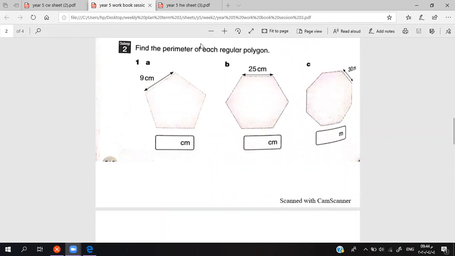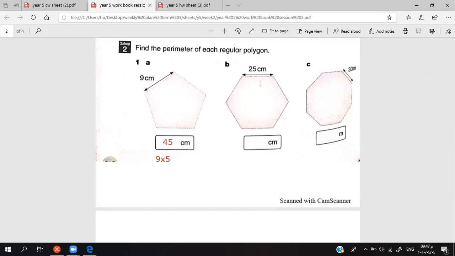Now, what if, so now the parameter of this shape, okay, it's different than the one above it, but still it's regular. This means that all sides are equal. So if this side is 9, all sides are gonna be 9. How many times the 9 is gonna get repeated? Okay, this is a pentagon, so definitely it's 9 multiplied by 5 because it's 5 sides. So it's gonna give me 45 centimeters.